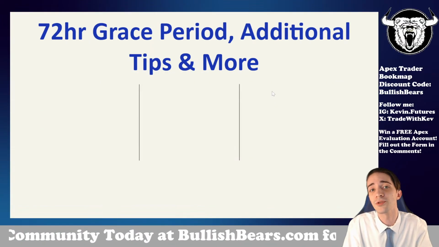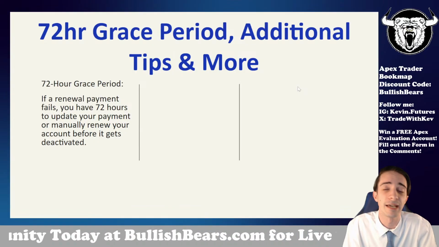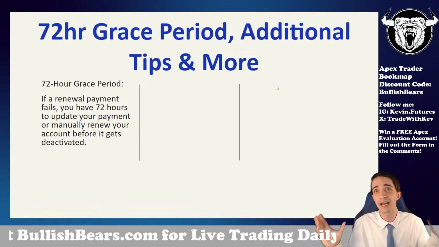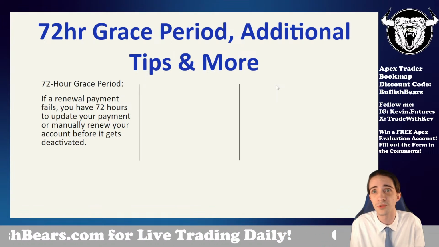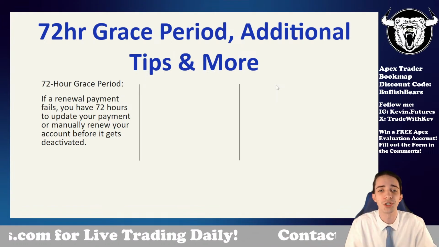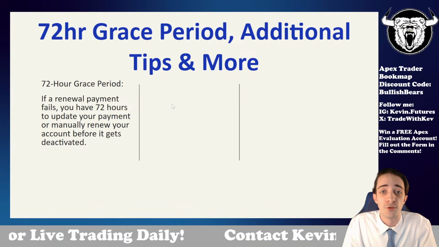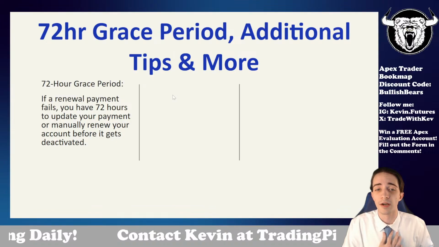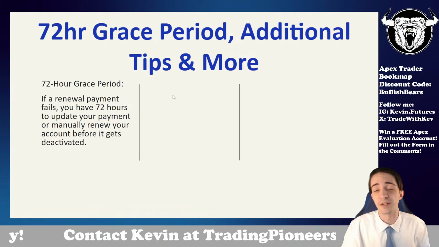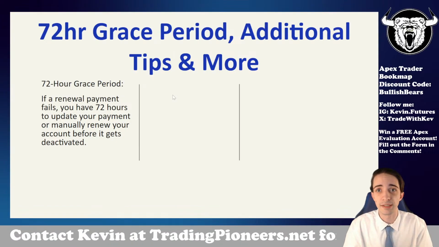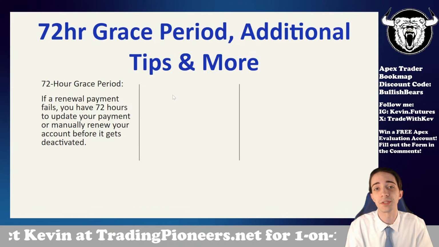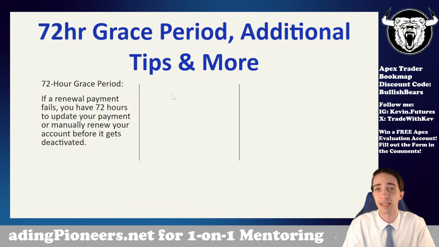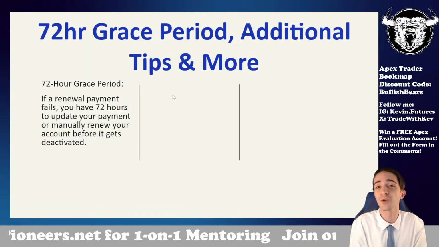So there's a 72-hour grace period, additional tips, and more. And then we're going to get into that 30% rule that everybody stresses about. And guys, I can't stress enough, this 30% rule should really be no issue. If a renewal payment fails, so the 72-hour rule, guys, is basically for when a renewal payment fails. If you have an evaluation account, the 30 days hits and it's trying to bill you again. If it doesn't go through, they'll send you an email saying that it failed, give you 3 days, and then you update your information. Same if you have a PA account.